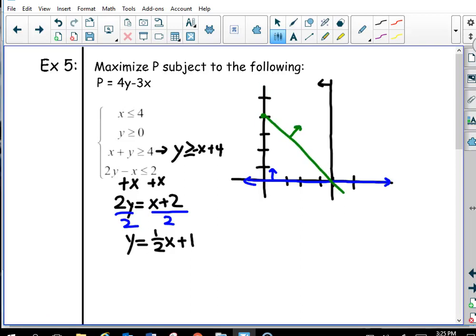And now my last equation is y is less than or equal to 1/2 x plus 1. So here's my, let me do a color. Here's my y-intercept, and then I'll go up 1 over 1. So this will go that way and below. Okay, so in between all of this is this particular area.